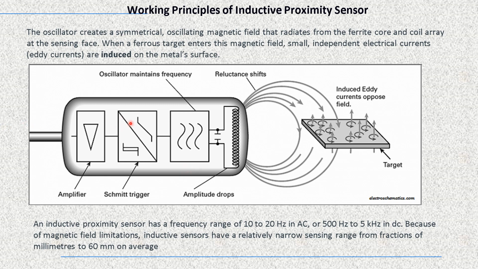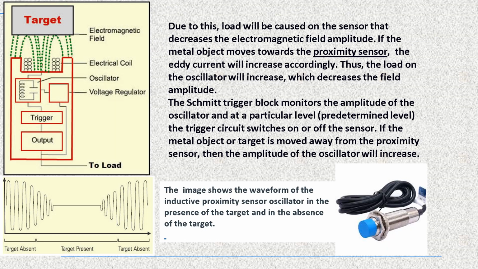The sensor monitors the change in the nearby magnetic field through the oscillator circuit. And if the change exceeds a set threshold, the sensor output switches and it indicates there is an object nearby. As in the case, we can see there is a target which will change the magnetic field due to the presence of eddy current, and hence we are going to know that there is an object nearby.